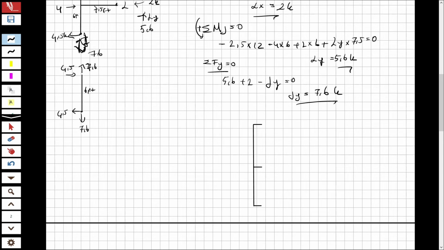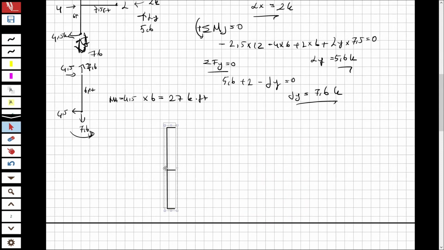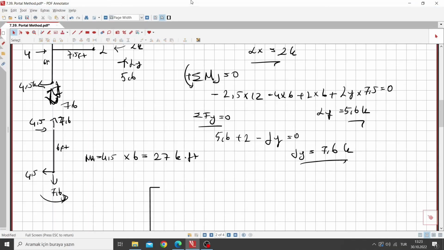Now we obtained all things that we need, and let's calculate the moment at this direction. At the moment at this point, okay? 4.5 when we multiply it with 6 equal to 27 kips feet, and this is the moment at A. So now we have this part. Let's calculate for all parts. This shape actually will help us to calculate the moments.